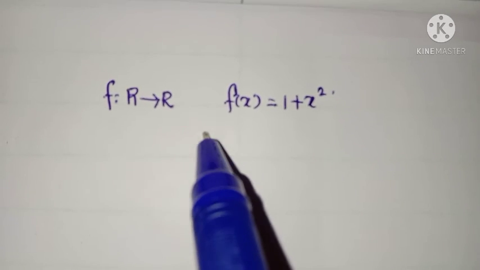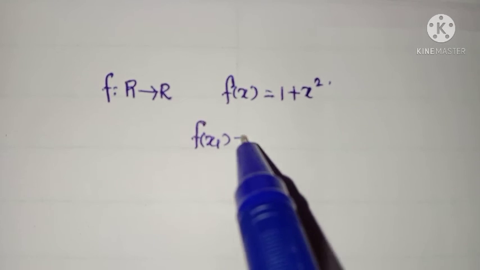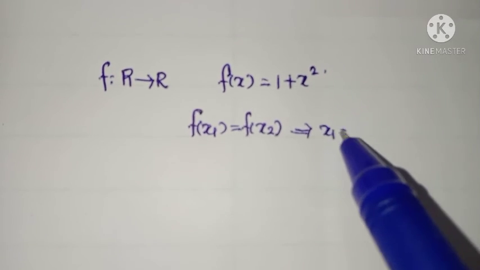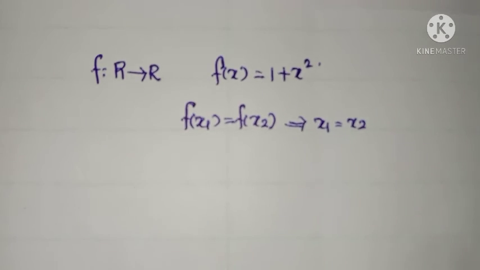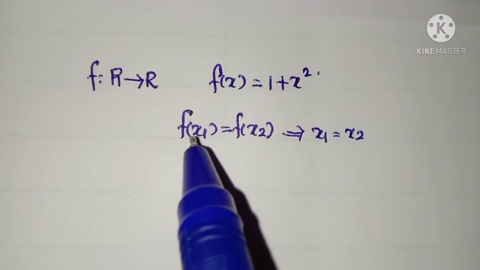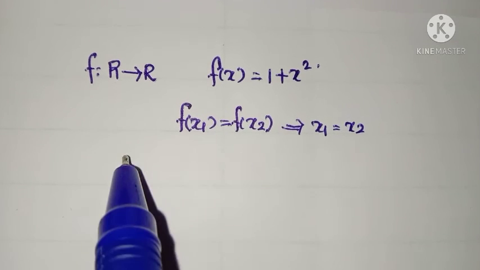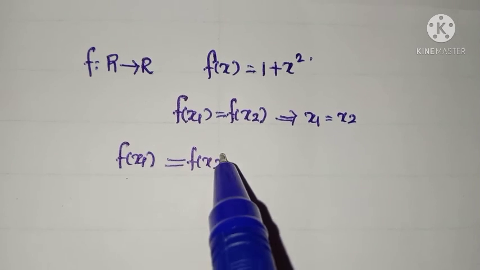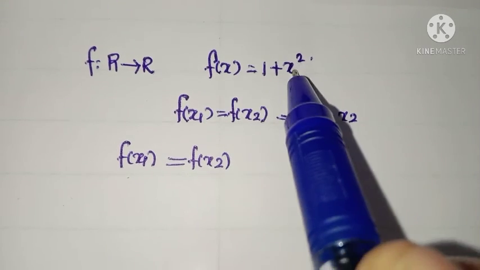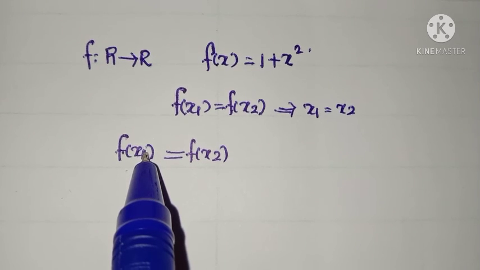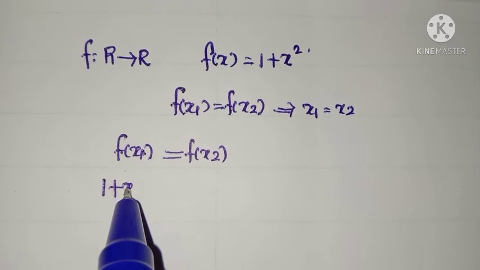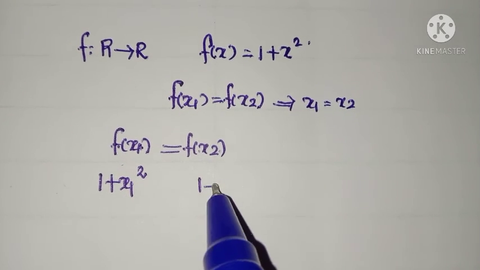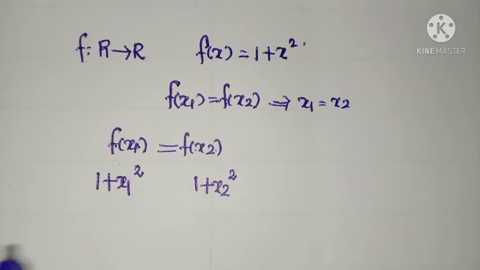For one-one, the condition is f(x1) = f(x2) implies x1 = x2. This is the condition for one-one. So, f(x1) = f(x2). Just start from here. f(x) is defined as 1 + x². So, what is f(x1)? That is 1 + x1². What is f(x2)? 1 + x2². Okay.